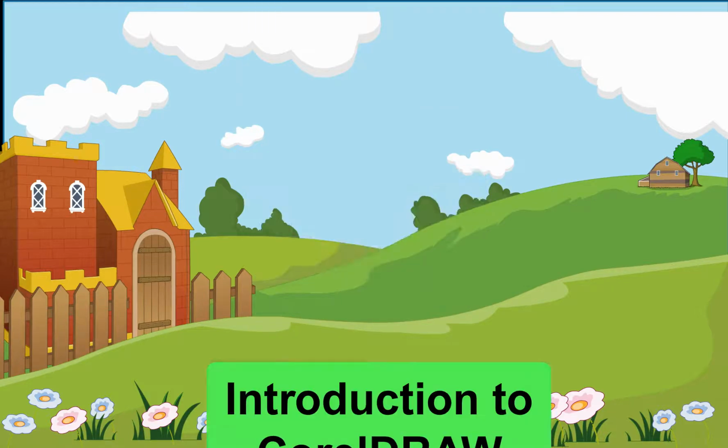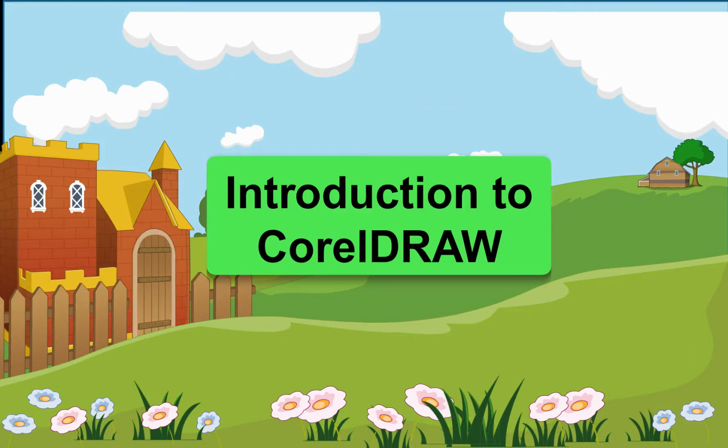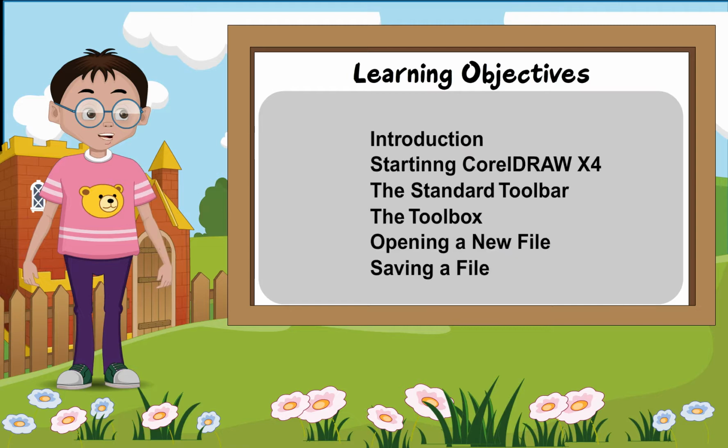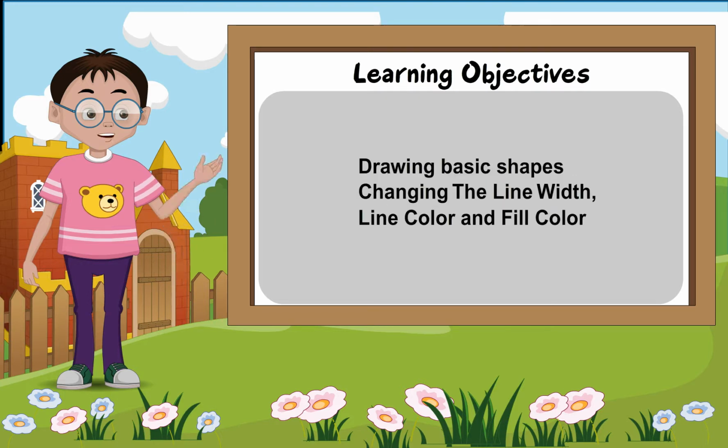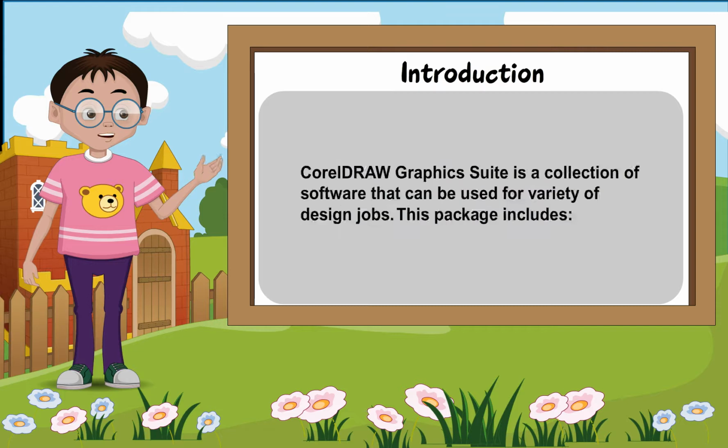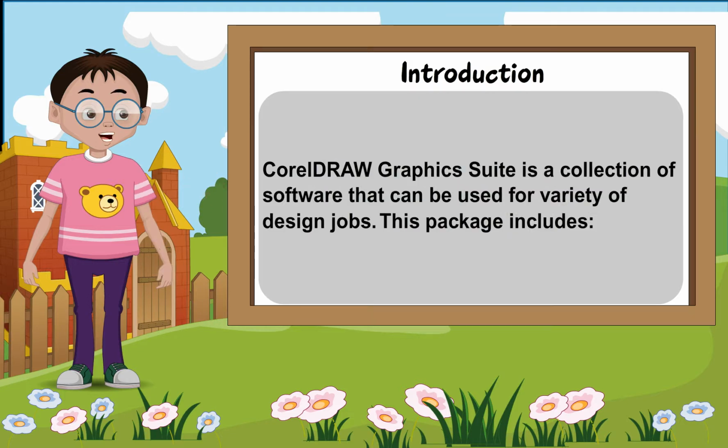Chapter 12: Introduction to CorelDRAW. Learning Objectives: Introduction, Starting CorelDRAW X4, The Standard Toolbar, The Toolbox, Opening a new file, Saving a file, Drawing basic shapes, Changing the line width, line color and fill color.